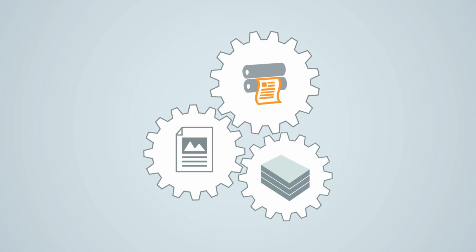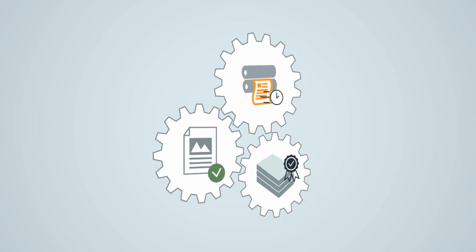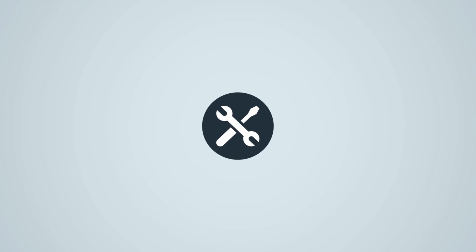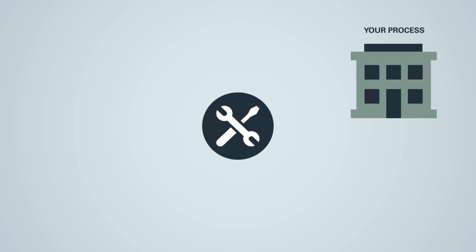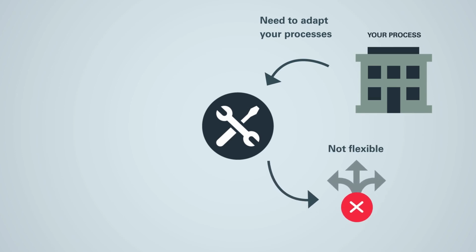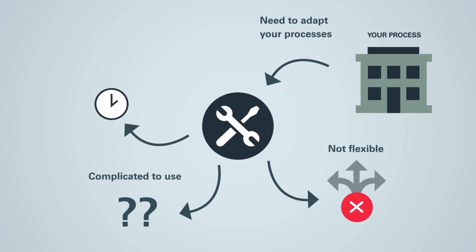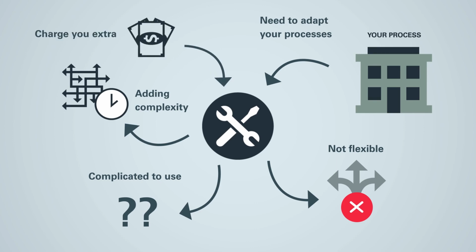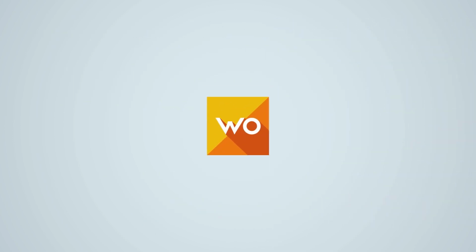Automating production workflows brings many advantages. Less errors, faster time to print, highest quality print file. There are tools that, on the surface, look like they give you all the options, but ultimately, you have to adjust your processes to suit their system requirements. They are not flexible and they are complicated to use, generating extra work and adding complexity, and for every little request, they charge extra. And then there is OneVision Workspace.